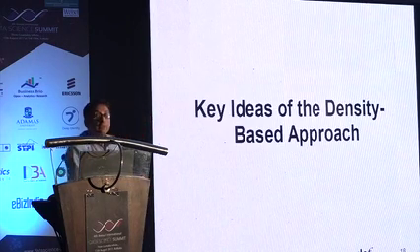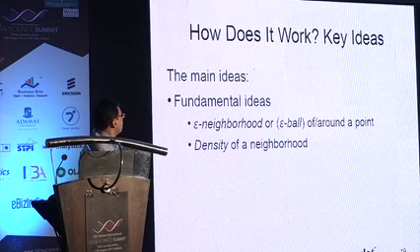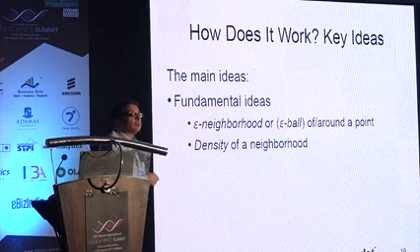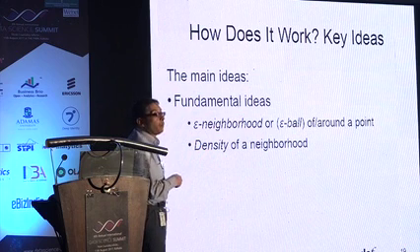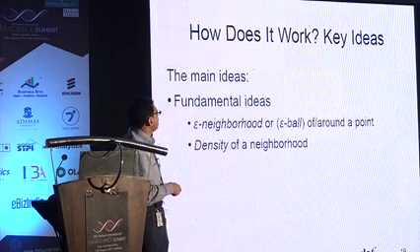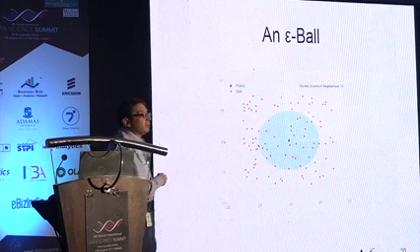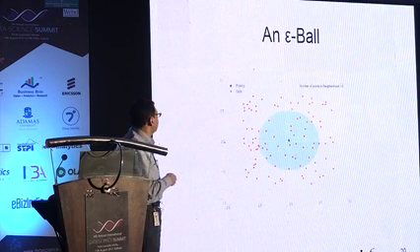So I'll just quickly go through the key ideas. The key idea is a neighborhood. So you have to define a neighborhood around a point. And then there is the concept of the density of a neighborhood. I'll skip the math and just illustrate it through a picture.